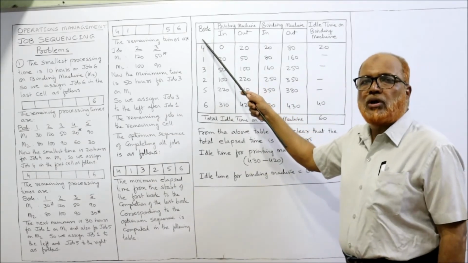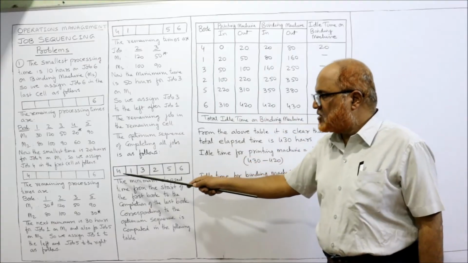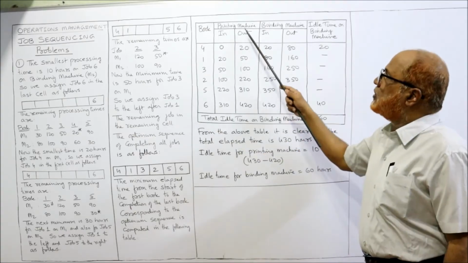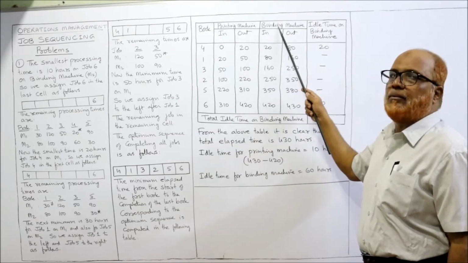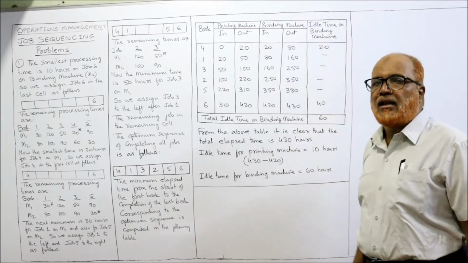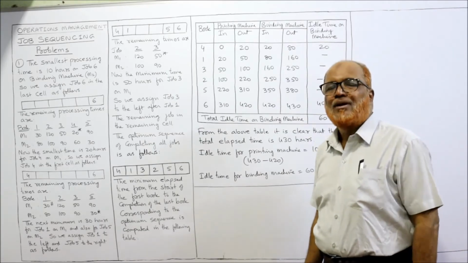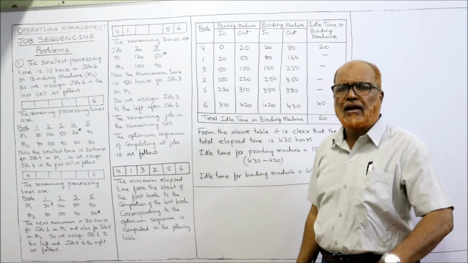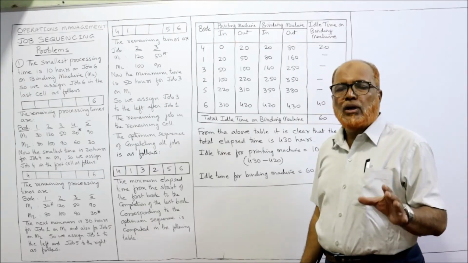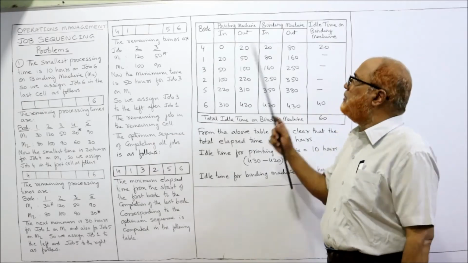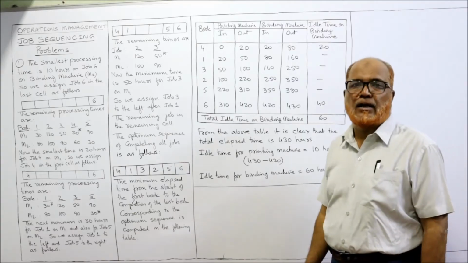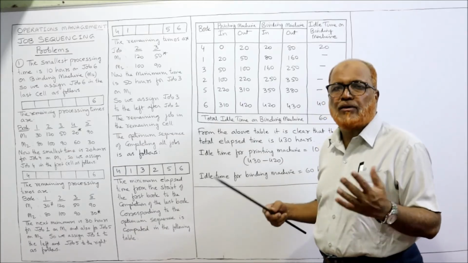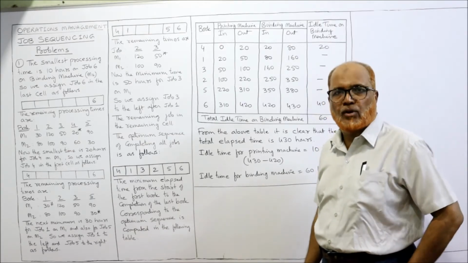So first column, book number. In this book number, we take this optimum sequence 4, 1, 3, 2, 5, 6, right? Now one column for the printing machine, one column for the binding machine, and the last column will be idle time for the binding machine. There is no need to make a column for idle time for the printing machine. Directly we can get it. Only for the binding machine is it necessary to make the column to find out the idle time. Idle time means the time during which the machine is waiting for the job.